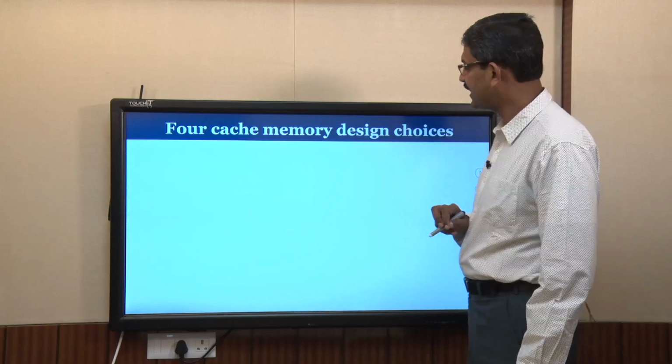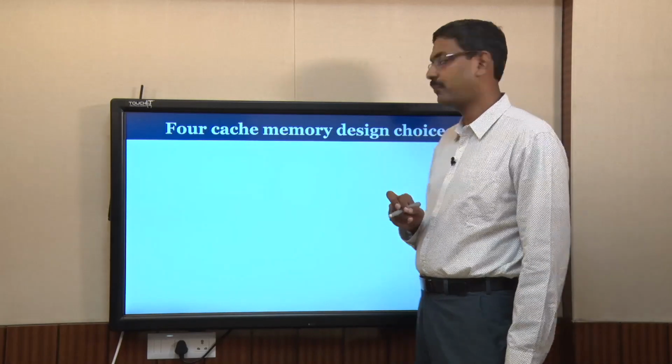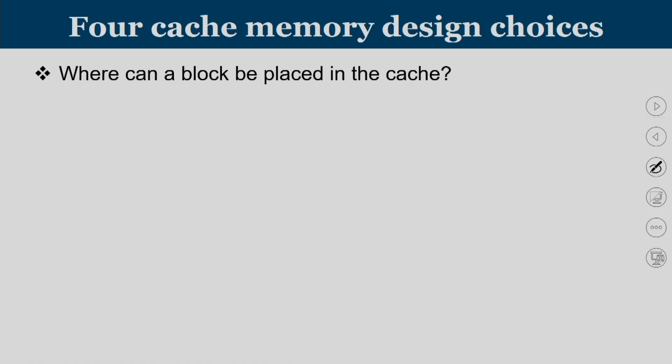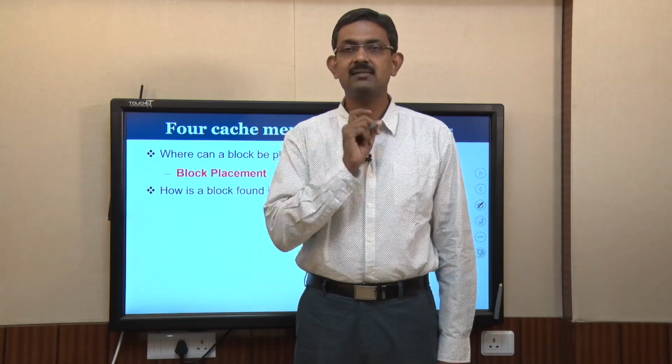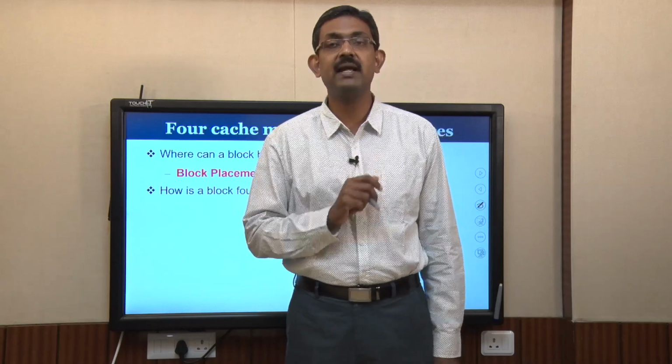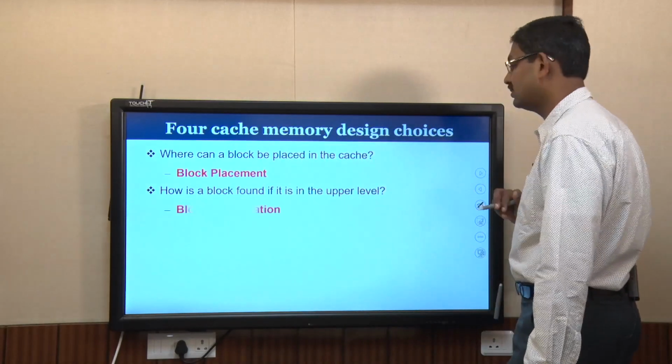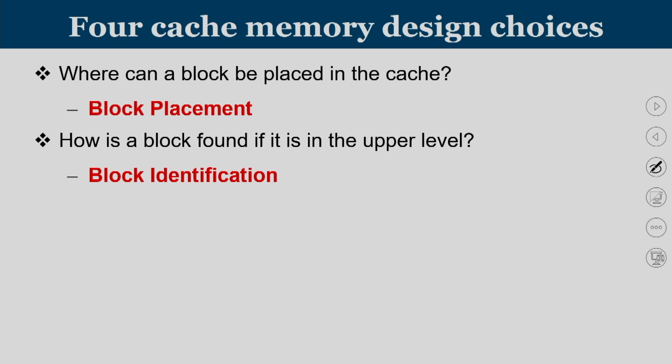Now, when you design a cache memory, there are 4 important design choices. The first one is, when I bring a block from the main memory, where will I keep it? Where can a block be placed in the cache? That is what is known as block placement. The second one is, once the CPU gives an address, how will I know that the address is present in the cache memory? That is what is known as block identification. Here upper level means the cache.